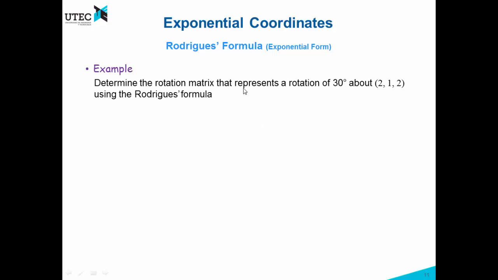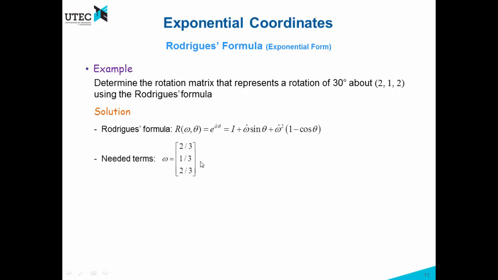Now we want to determine the rotation matrix that represents a rotation of 30 degrees about 2, 1, 2. First, what we need to do is we need to have the unit vector. So we need the unit vector, which is this one. Now to get the unit vector, we divide this by its modulus. The modulus of this is the square root of 9, so it's 3. So we divide every term by 3.